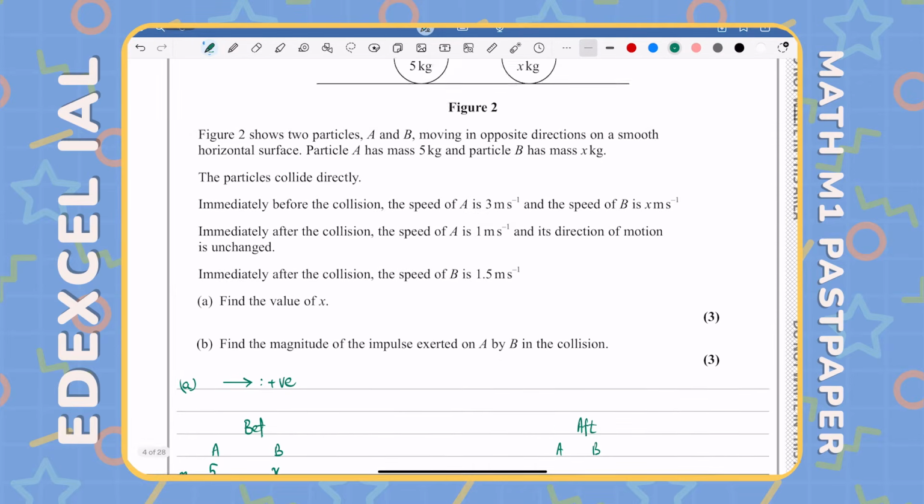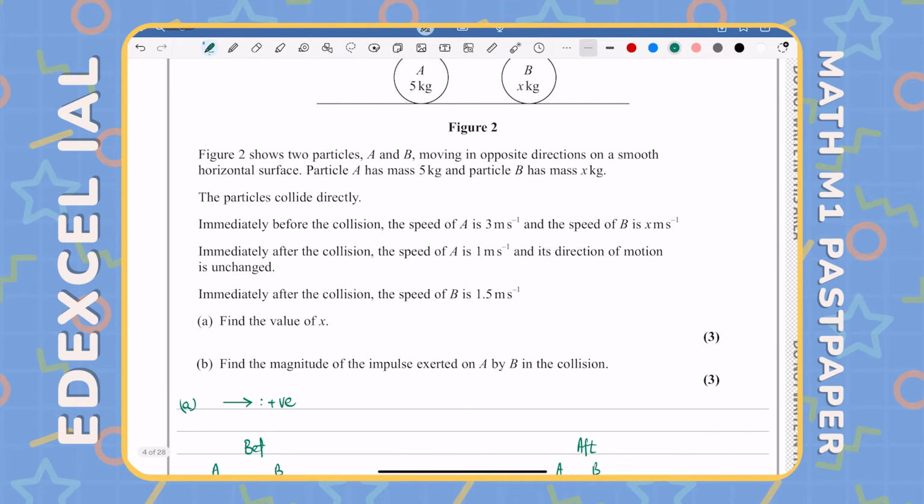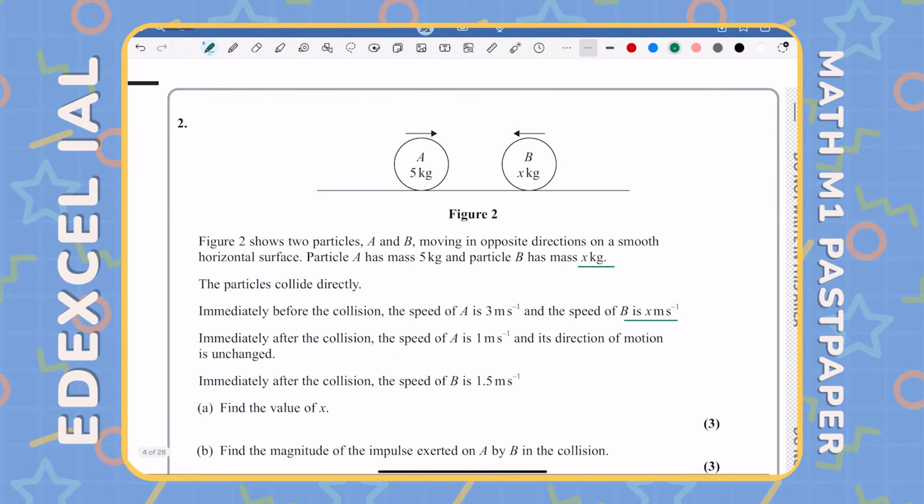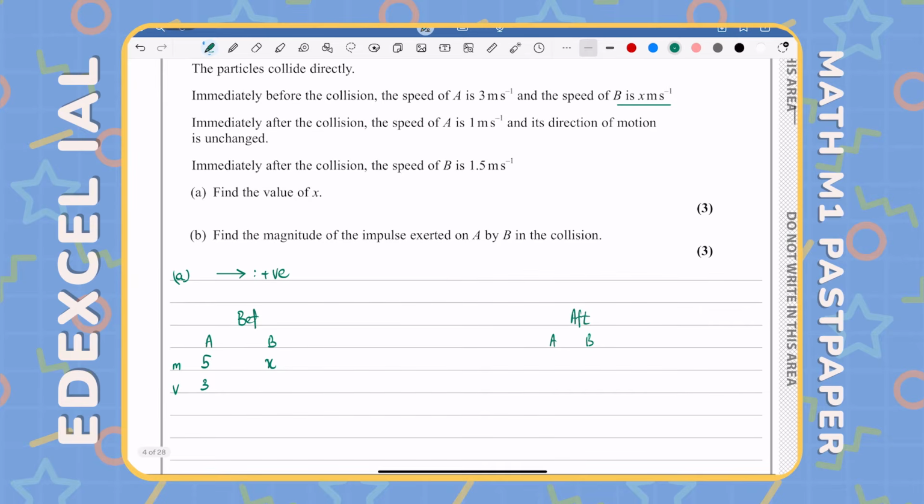As far as the velocity of B is concerned, interestingly, B has mass x kg, and also the speed at which it's moving is x meters per second. But do keep in mind that it's in the opposite direction to A, which is considered positive, so that means it's going to be taken as negative. Now, when we talk about the after situation, the mass will obviously remain unchanged. The speed of A right after the collision changes, but the direction remains unchanged, so it's positive 1. However, since B is moving towards the right now, its velocity will be positive 1.5.